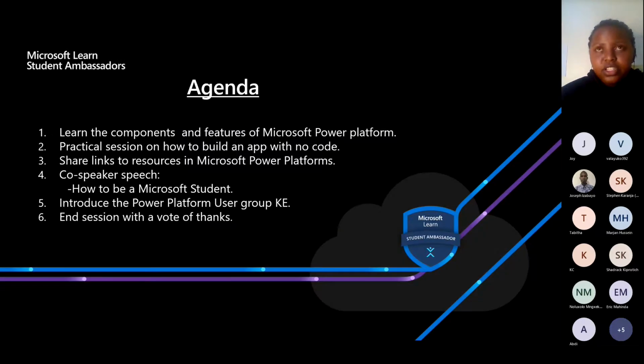To start off, our agenda for today: I've listed 6 topics which we'll be covering. First of all, we'll learn the components and features of Microsoft Power Platform. Number 2, we'll do a practical session on how to build an app with no code. Number 3, we will share links to resources in Microsoft Power Platform. Then I'll give a chance to my co-speaker to speak. And then I will introduce the Power Platform User Group Kenya, then end the session. So thank you so much and welcome once more.